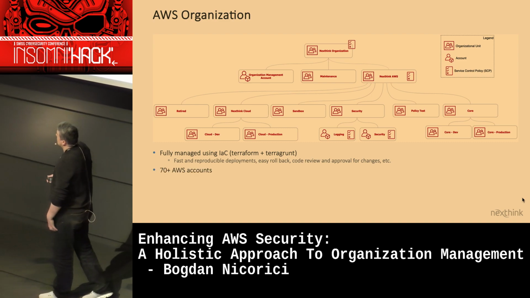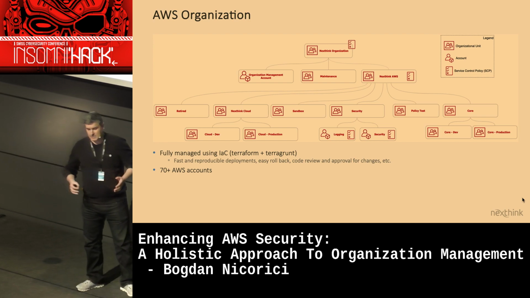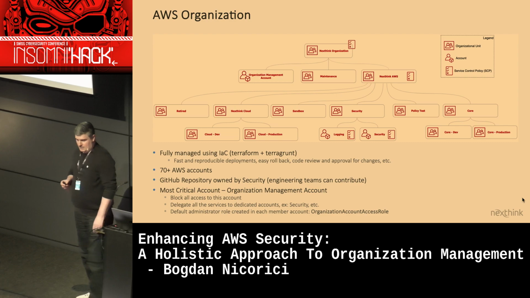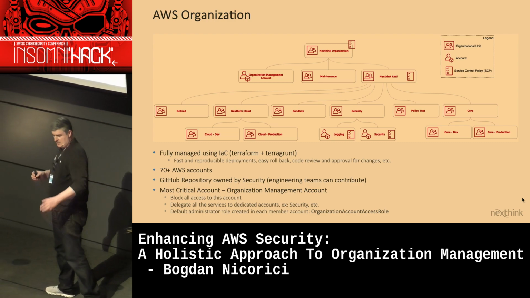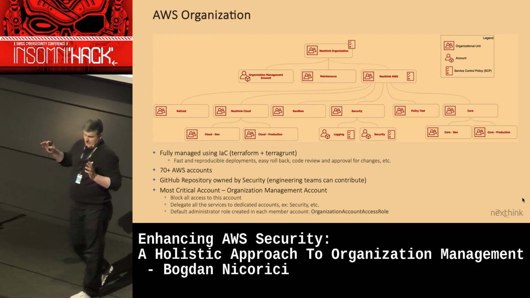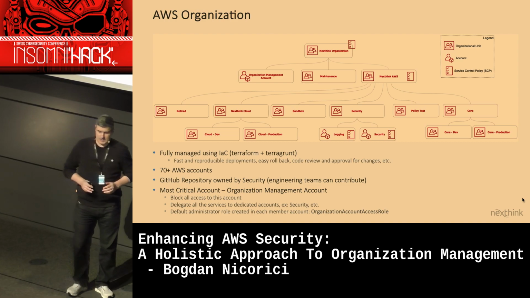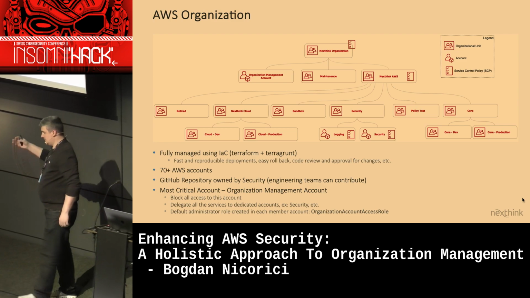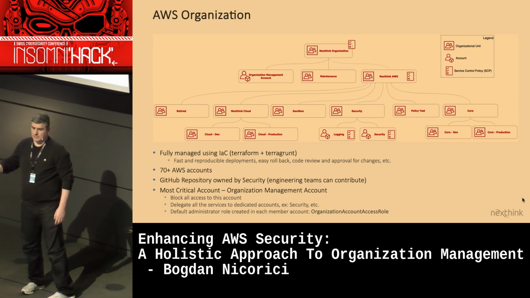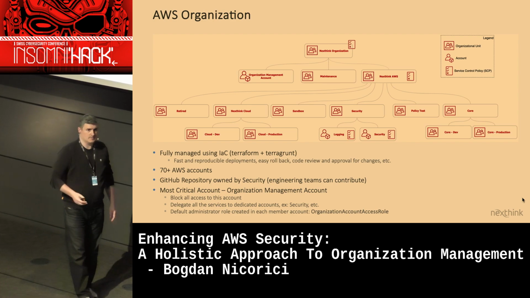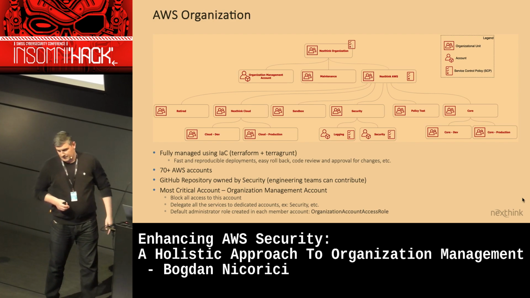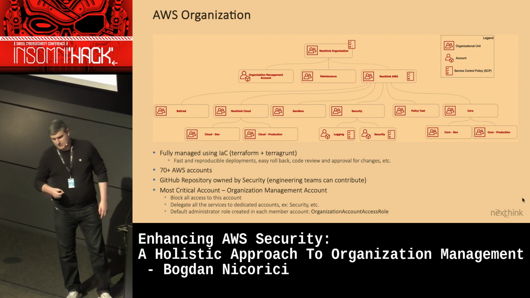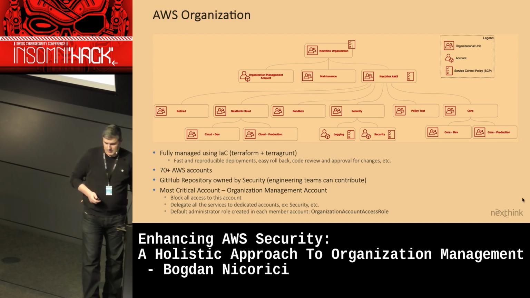Currently, we have 70 plus AWS accounts. So each time I say AWS account, it's a full tenant. The organization is managed, as I said, through infrastructure as code that is stored on a GitHub repository which is owned by the security team. But it can also be used by engineering teams if they want to contribute, if they want to make a request, change something, change a policy, or deploy something new. They can definitely create a pull request. It has to be reviewed by the security team, and then it can be deployed.